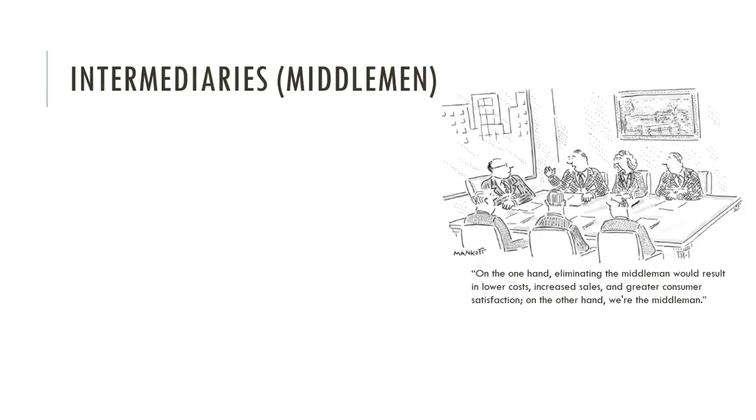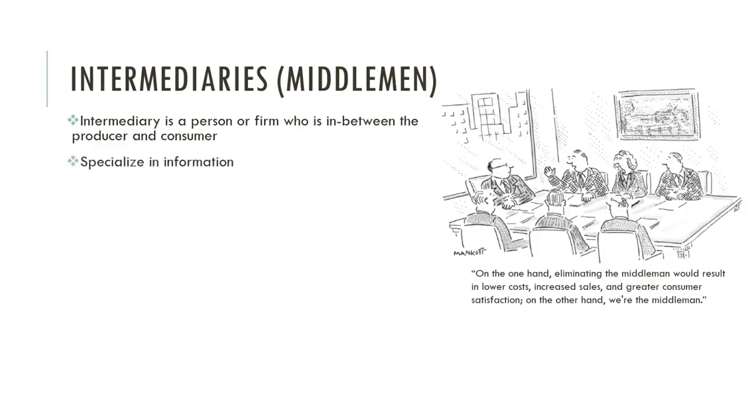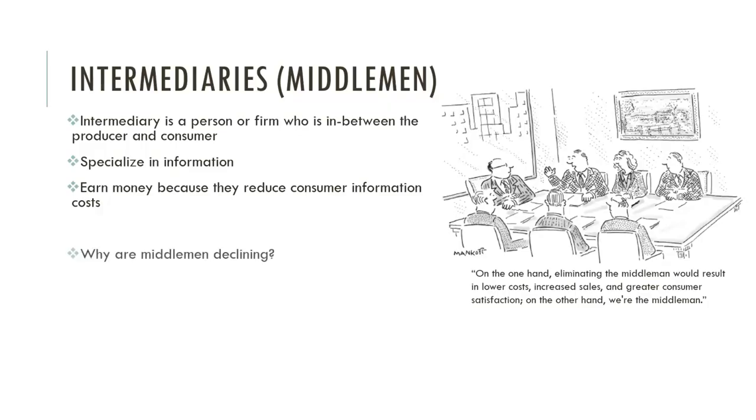So, middlemen, sometimes called intermediaries, are someone who is in between the producer and the consumer. So an insurance broker doesn't produce the insurance. They're just helping connect the customer with the insurance company. They specialize in information and they earn money because they reduce consumer information costs. So they may be able to find something in 5 minutes that's going to take me 20 hours to find. And so it's going to be worth it for me to pay them some amount of money so I don't have to spend that time cost.